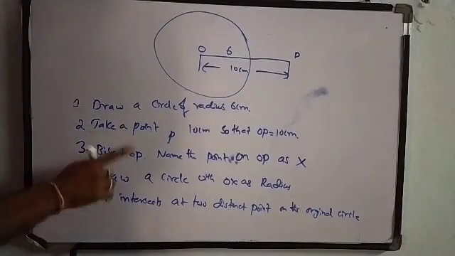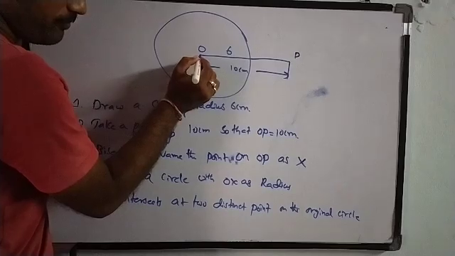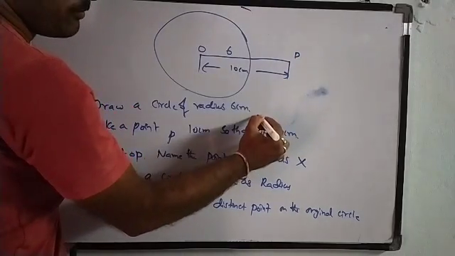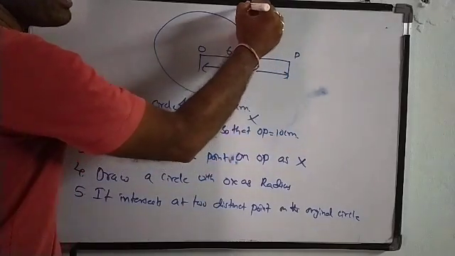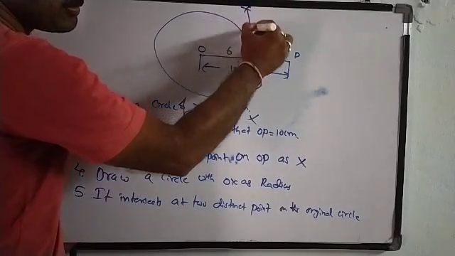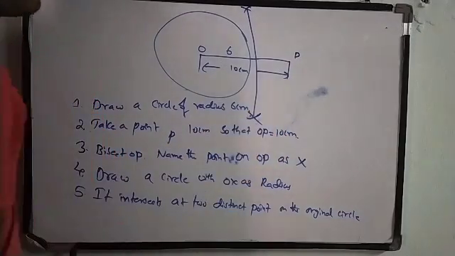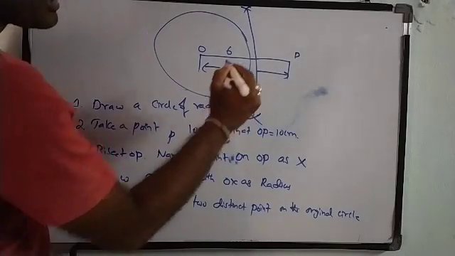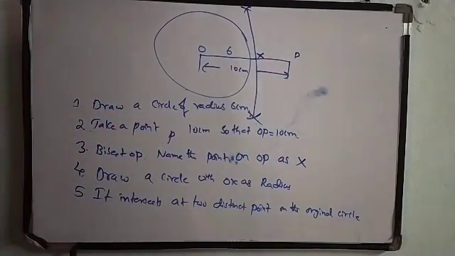Next, bisect OP. So what is the meaning of bisect? It means we need to take the total length from O to P, draw one arc on the top and one on the bottom, and from point P cut the arcs. This is called bisecting. So we have done bisecting. Name the meeting point as X, wherever it is bisecting.